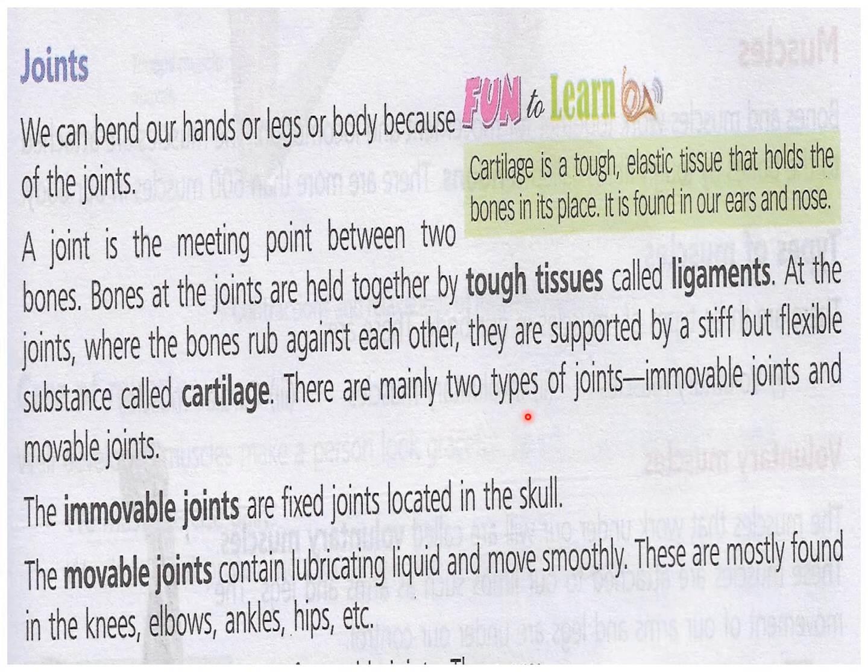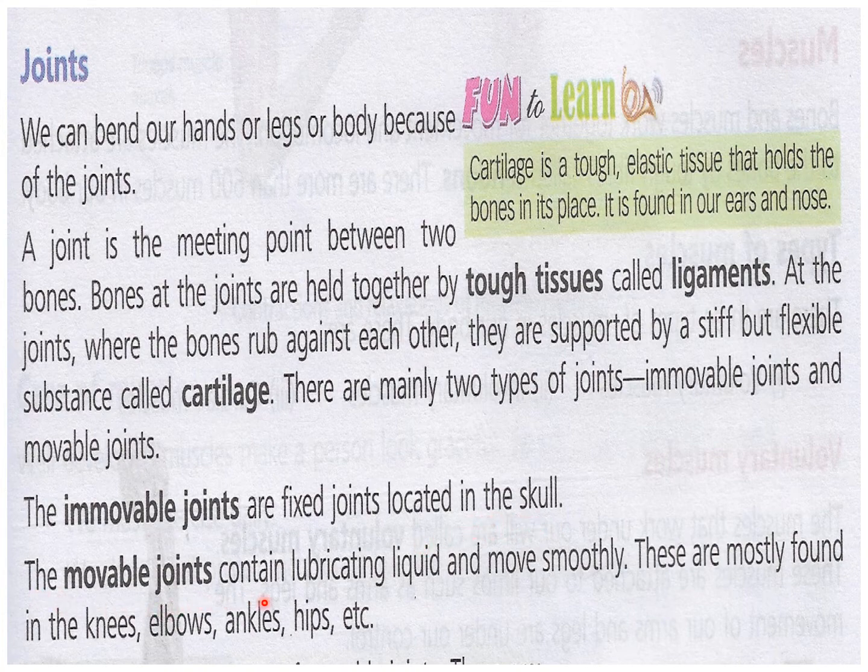There are mainly two types of joints, immovable joints and movable joints. Immovable means joints which cannot move, and the other type, movable joints, are those which can move. The immovable joints are fixed joints located in the skull. Already I have shown you in the skull how those joints are immovable and they are fixed type of joints in the skull bones.